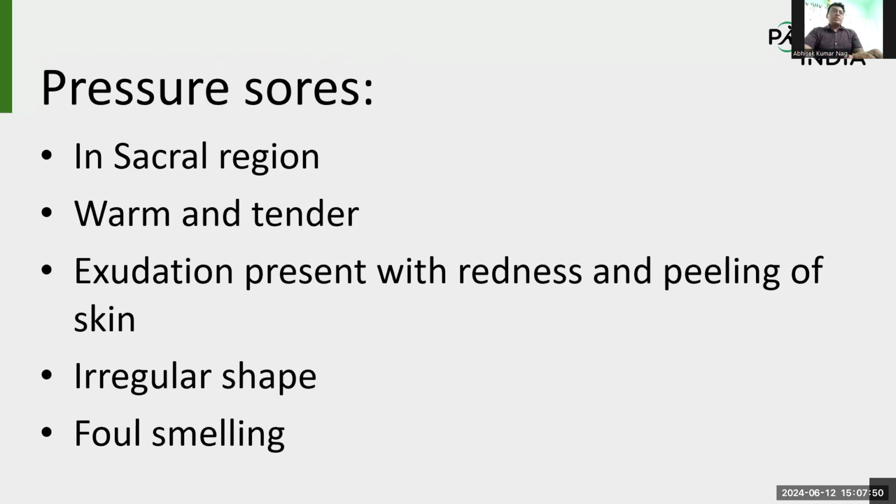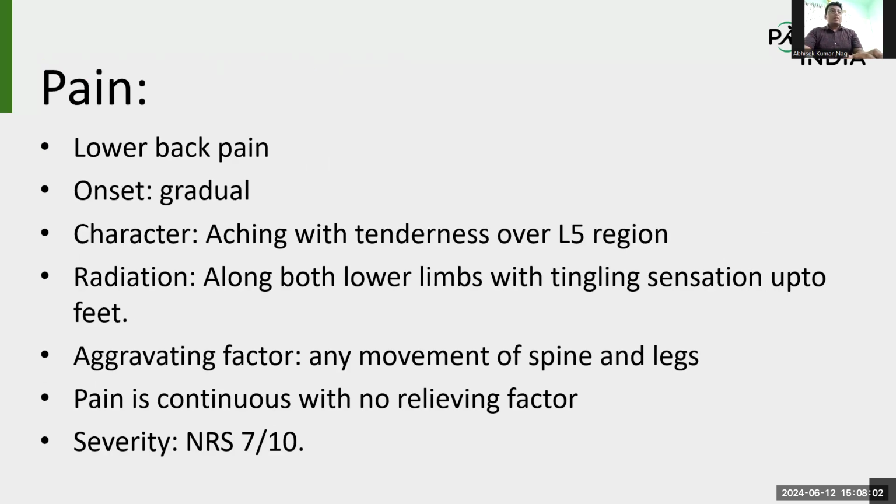Coming to the pressure sores, it was in the sacral region. They were warm and tender. Exudation was present with redness and peeling off of skin. It was irregular in shape and foul smelling. The pain was in the lower back with gradual onset, aching in character, and tenderness over L5 region. There was radiation along both lower limbs with tingling sensation up to feet. Aggravating factor was any movement of spine and legs. Pain was continuous with no relieving factor, with an NRS severity of 7 out of 10.